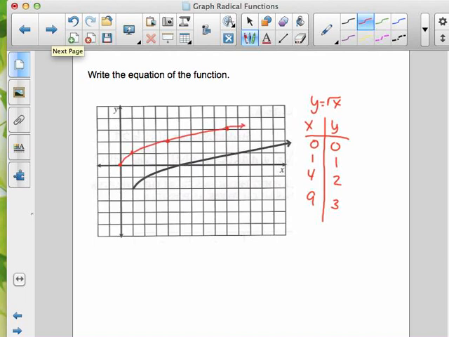So there's our parent function. All right. So I notice, first of all, this one starts at 0, 0. And I notice this one starts at 1, negative 2. So they don't have the same starting places. But let's see if I get the expected x and y values.